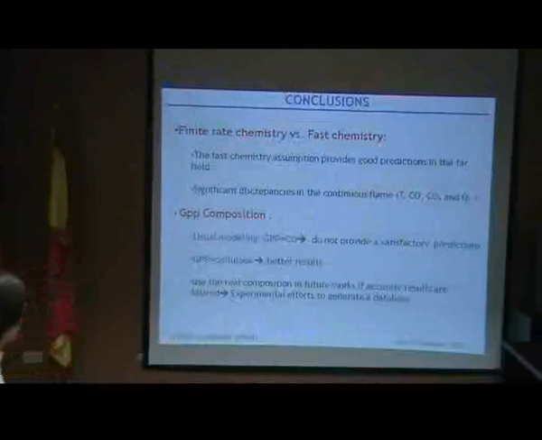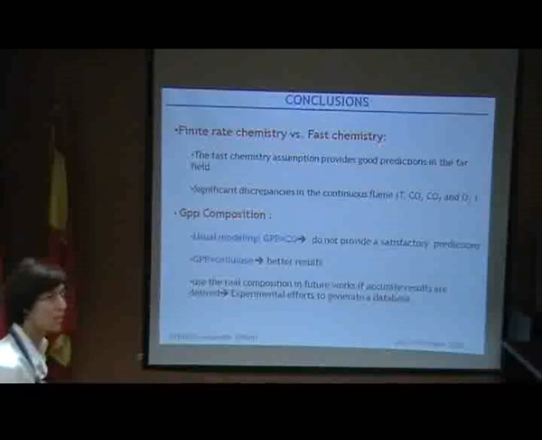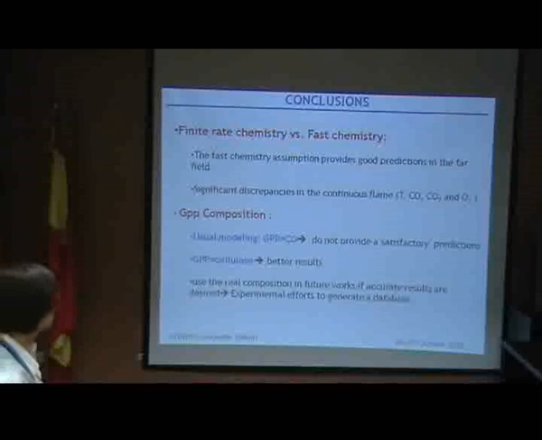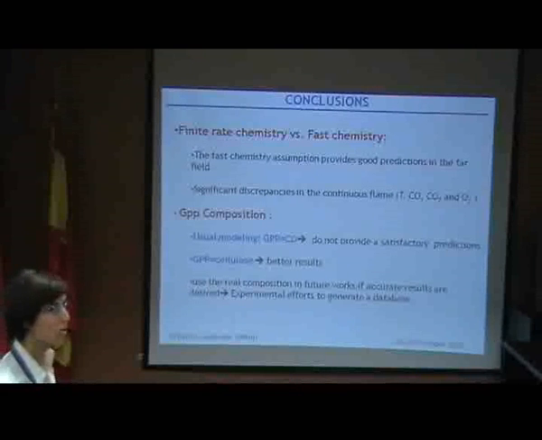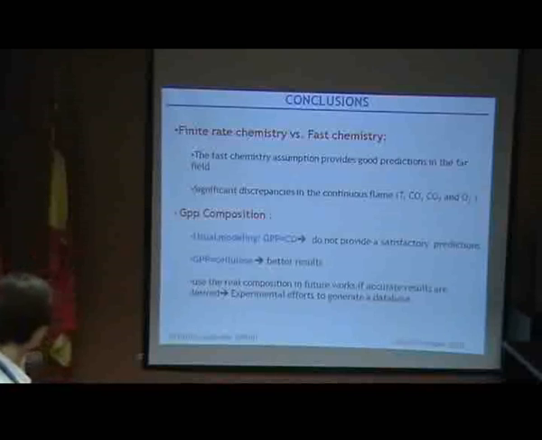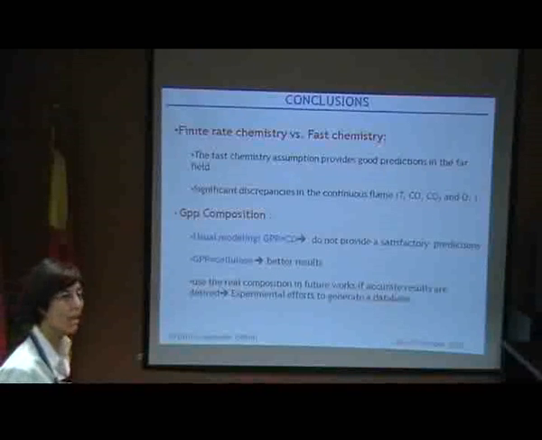For conclusion, concerning the effect of finite-rate chemistry, the results show that the fast chemistry assumption provides a good prediction in the far field. The temperature and the levels of CO, CO2 and oxygen present significant discrepancies in the continuous flame. Concerning the PPP composition, using CO, which is always employed for modeling forest fire behavior, does not provide a satisfactory agreement with the baseline model.